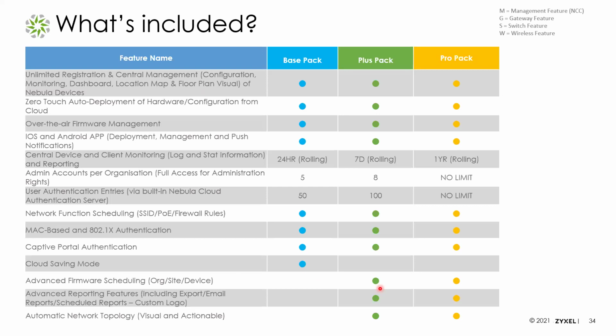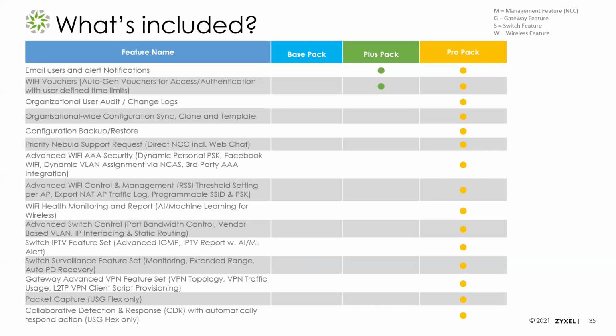Reporting. So we have a number of advanced reports that Nebula can generate for you. We can have those set up to automatically generate, email them to you or to your customer. So that requires Plus and Pro Pack. That automatic network topology view, as I already mentioned earlier, that's a Pro Pack or Plus Pack feature. Push alerts, Plus Pack, Pro Pack feature.